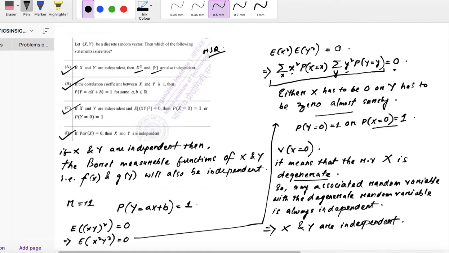Here, degenerate means the entire probability mass of X is concentrated at one point C. It can also be 0, it can be 1, it can be 2, it can be 3, and so on. The whole mass is concentrated at only one point, and that point is C. This is called a degenerate random variable. So we are over. All the options are correct here. Let's move on to the next question.